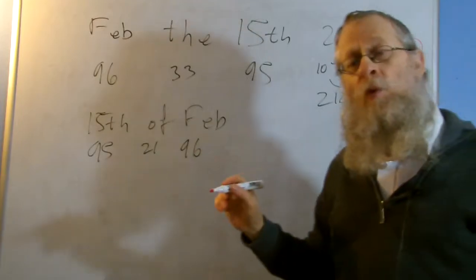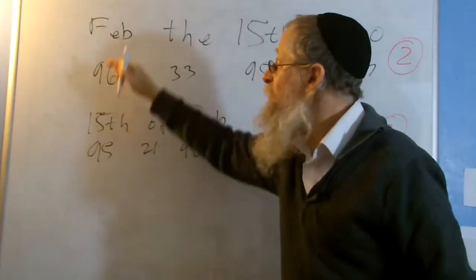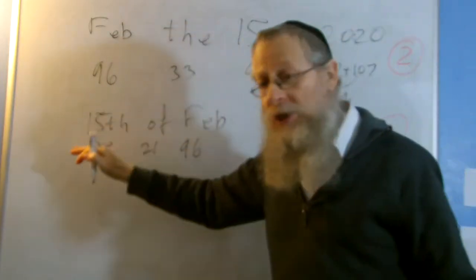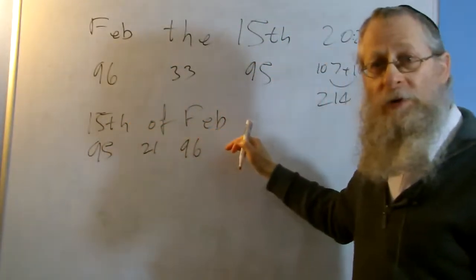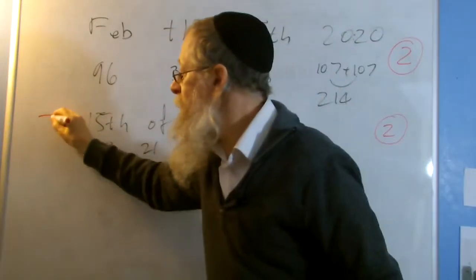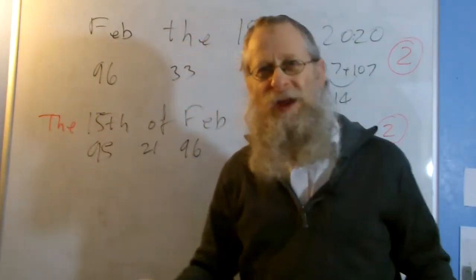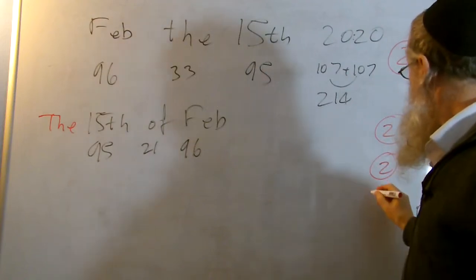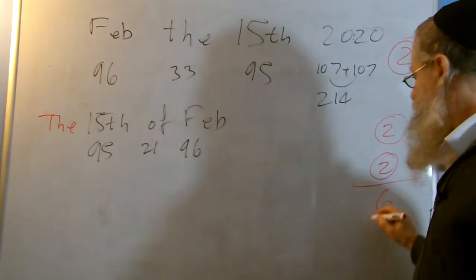Or I can add the word the. You can't put the word the there. You won't say the February the 15th, but you would say the 15th of February. All right. So I could add the word the there, and I'll get another two values because I'll get the two ways of saying the year. So I'll get another two values. So far I've got 6 values.